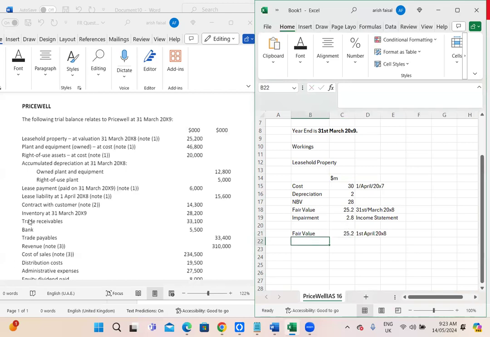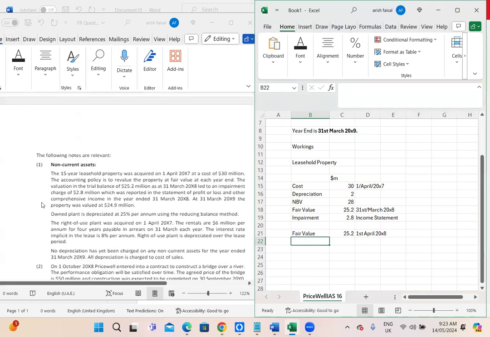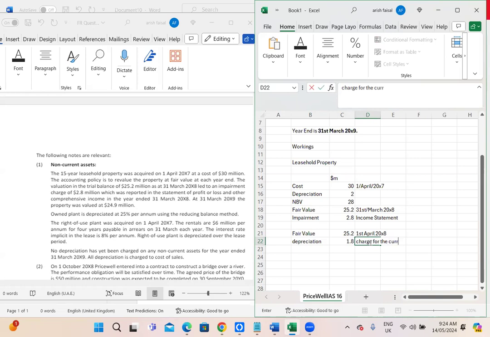And now you can understand that there is a remaining life of 14 years, because from 15 years, 1 year, the last year, has passed, and now it's a life of 14 years more. So the depreciation which you will charge for the current year will be 25.2 divided by 14. So it's 1.8 million depreciation charge for the current year. Now this 1.8 will be a part of your income statement. So I'm highlighting it over here, in case I don't forget.